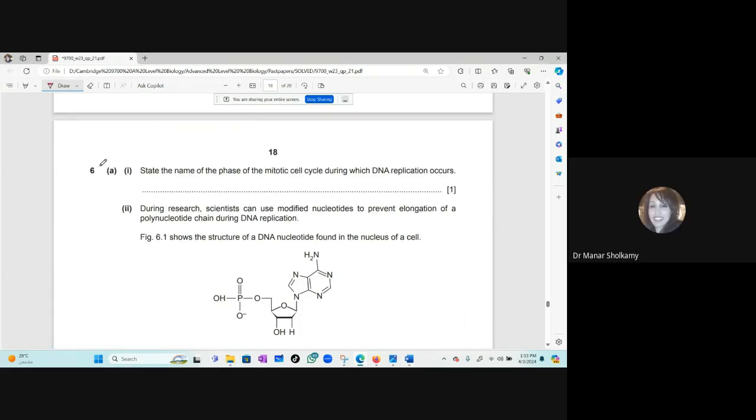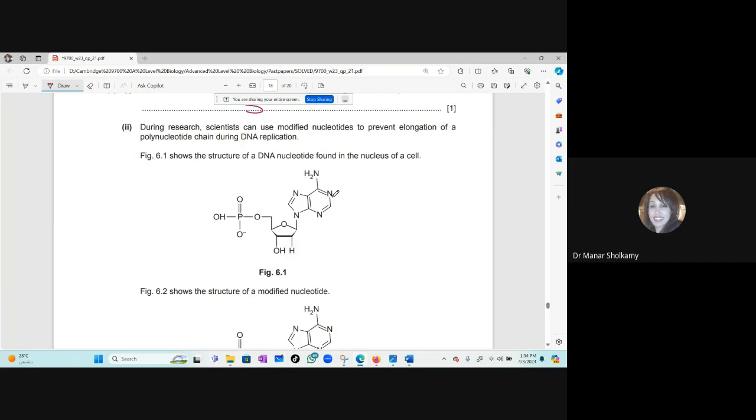I hope you noticed that paper 2 is 6 questions. State the name of the phase of the mitotic cycle during which the DNA replicates. This is easy also. Yes, the synthesis phase, or the interphase. During research, scientists can use modified nucleotides to prevent elongation of a polynucleotide chain during DNA replication. Figure 6.1 shows the structure of a DNA nucleotide found in the nucleus.